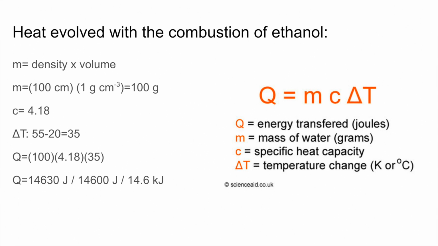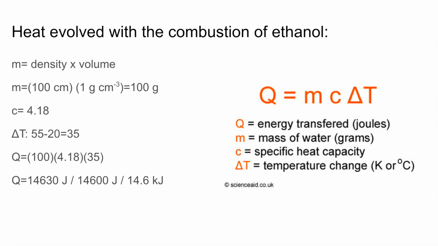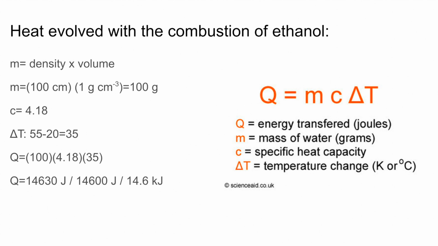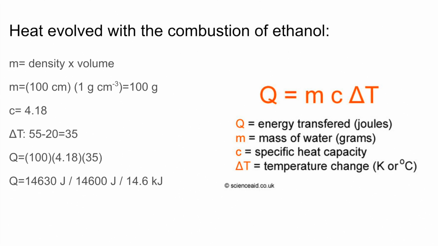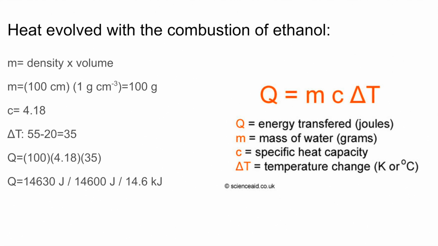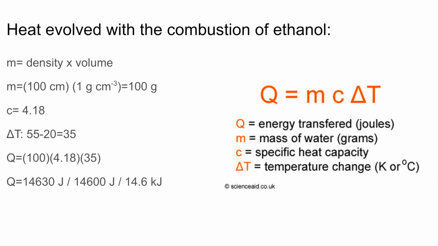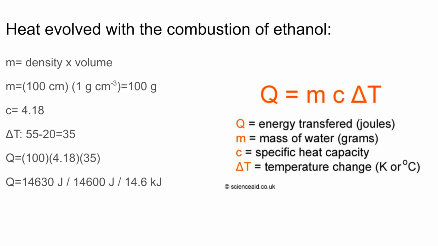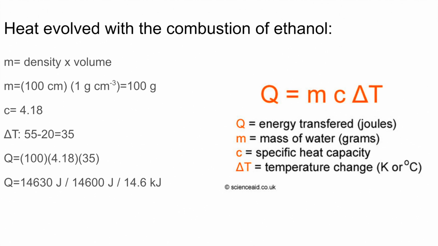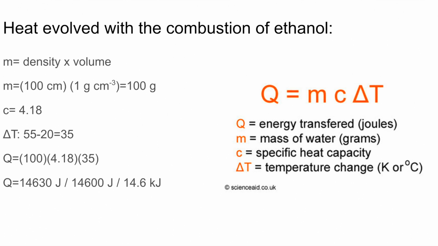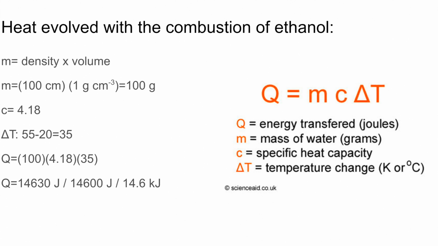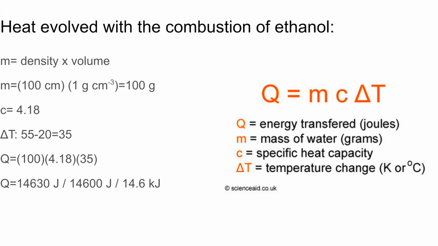equals density times volume. We have the density of water, which is 1 gram per centimeter cubed, and we have the volume of water, which is 100 centimeters cubed. So we substitute those in the place of density and volume, and we get that the mass is 100 grams. The specific heat capacity for water is just 4.18, and that's a very known fact. And then the change in temperature, we will get the final temperature and subtract the initial temperature and get 35.